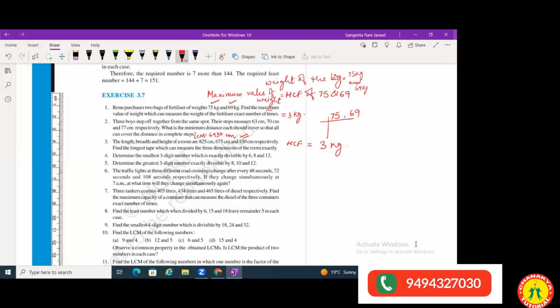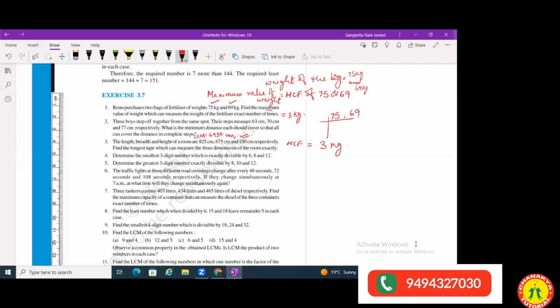You got it, children? First was the statement, the number of steps taken by the boys. Then your next statement was the LCM of the three numbers. Then you found the LCM. Then your last statement will be your final step, which gives the answer: the minimum distance that should be covered is 6,930 centimeters. You get it? This is the way you should present your answer.